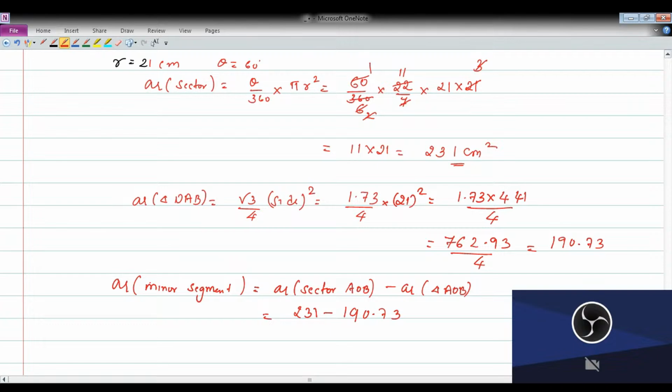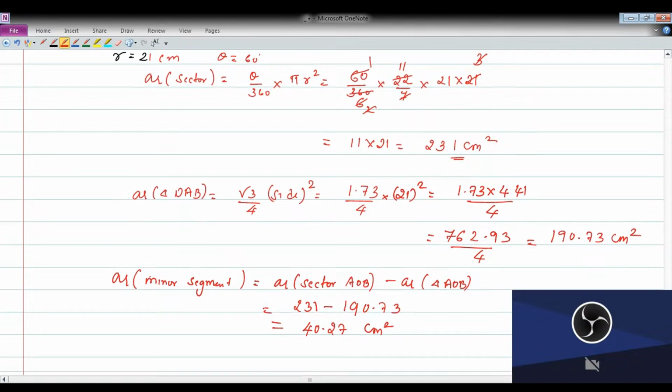10 minus 3 is 7. 9 minus 7 is 2. 0 minus 0 is 0. 13 minus 9 is 4. So we'll get 40.27 centimeter square, which is the required area of the segment. That is 40.267, or if we round it, 40.27.